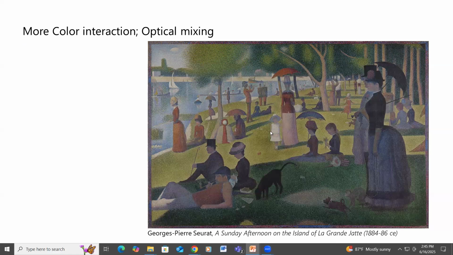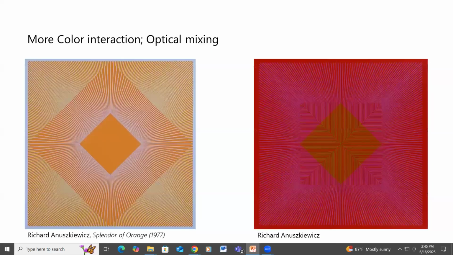So Seurat was trying to create that effect. He tried, using just green, yellow, red, and blue, to make all the colors with dots and dots and dots. But he couldn't quite make the dots small enough for it to really feel like true optical mixing. It's a massive size painting. It's a gorgeous painting, a beautiful painting.